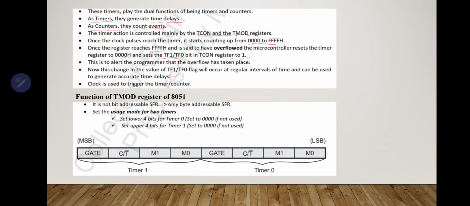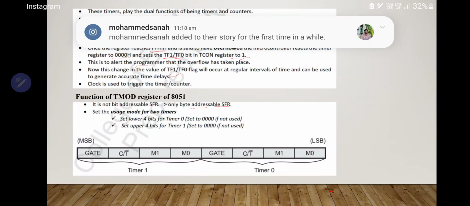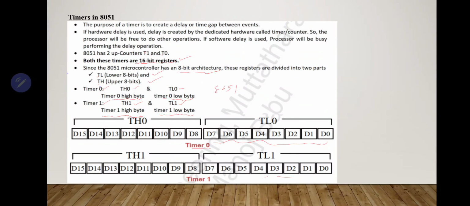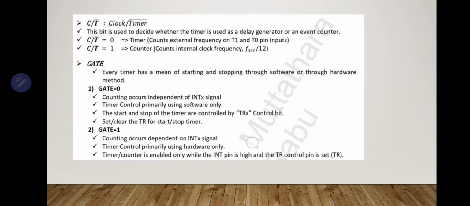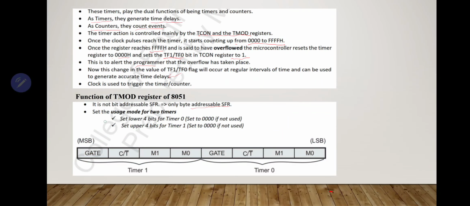Now we have the TMOD register of the 8051. It is not a bit addressable special function register, only a byte addressable SFR. So this is byte addressable, so we can't use bit by bit here. We only use a byte, that is, we use a byte at a time. Now set the usage mode of the 2 timers: set the low 4 bits for timer 0 and the high 4 bits for timer 1. So this is the TMOD register.